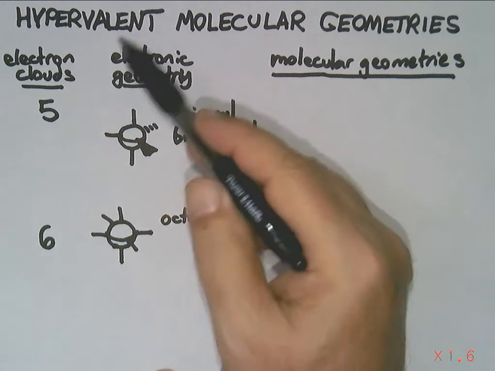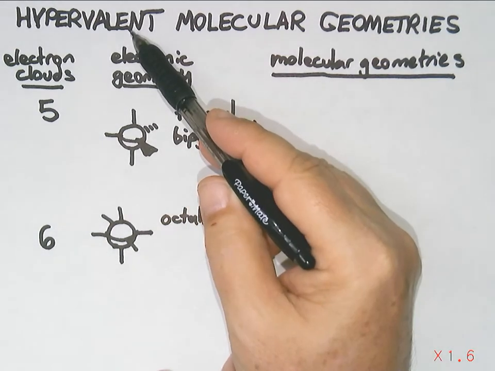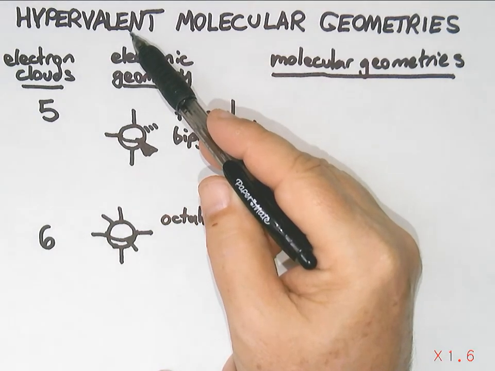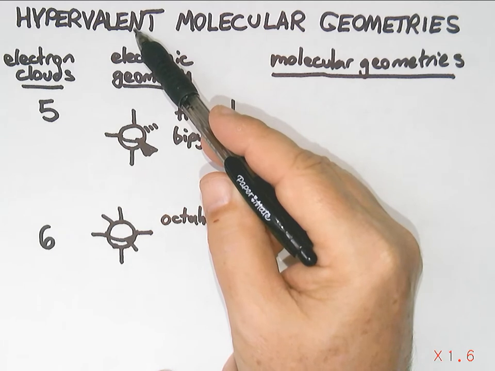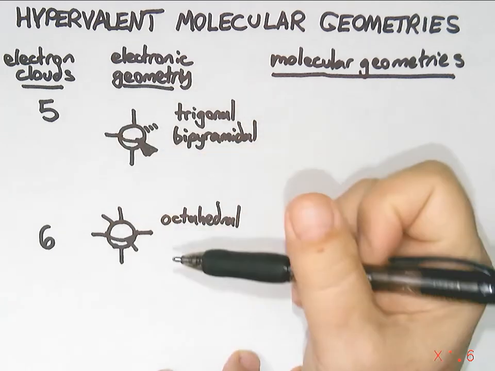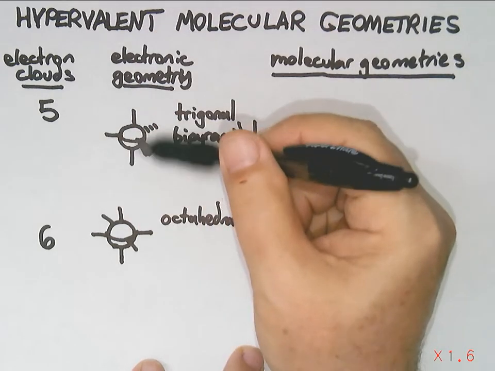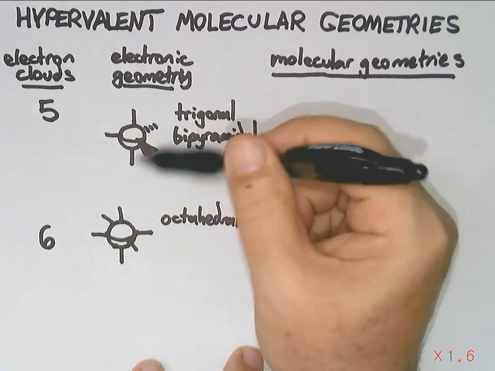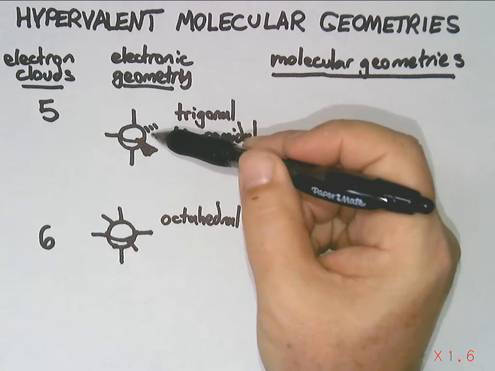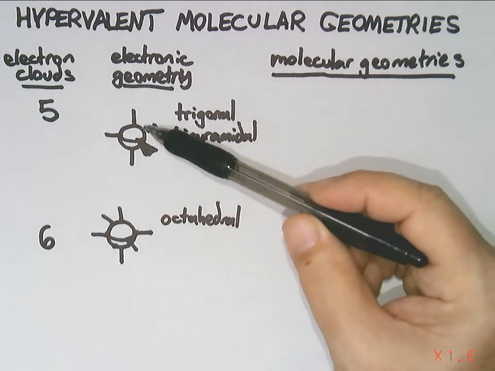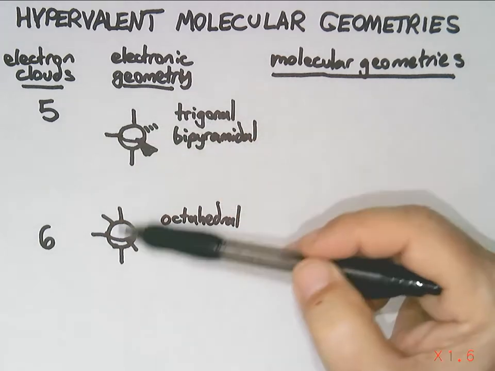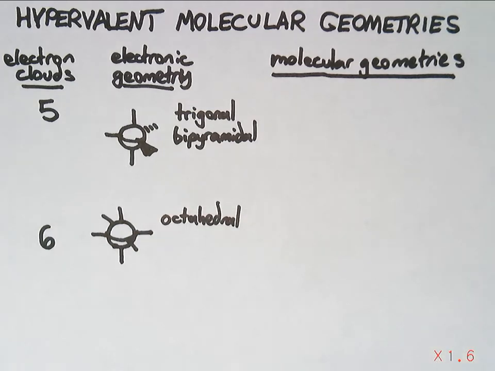And we've already talked about the electronic geometries in a previous video for 5 electron clouds and 6 electron clouds. When you've got this situation where you've got an expanded octet on the central atom and 5 or 6 clouds, they call this hypervalent. So that's the name for things that are derived from electronic geometries that have 5 or 6 or 7 clouds. 7 clouds can happen, but we're not going to worry about that. It's such a rare case.